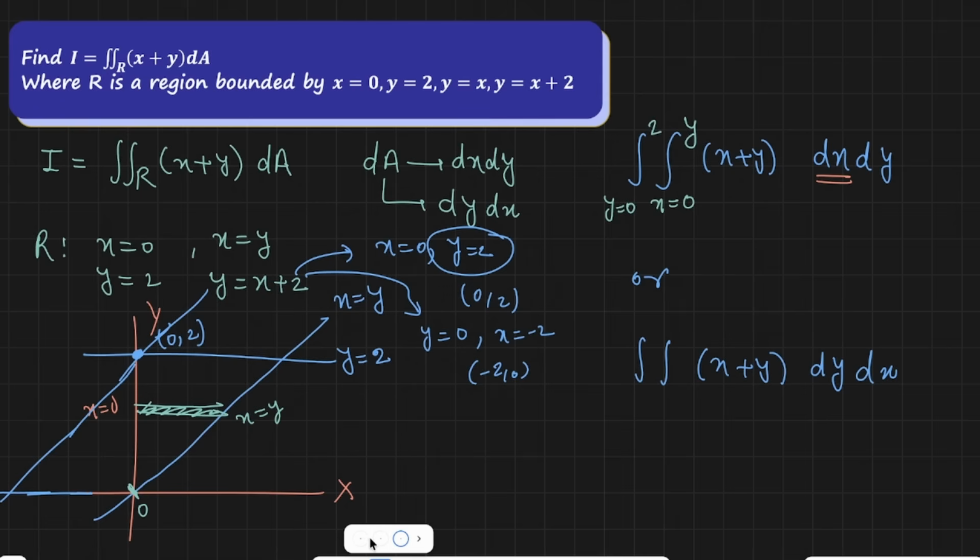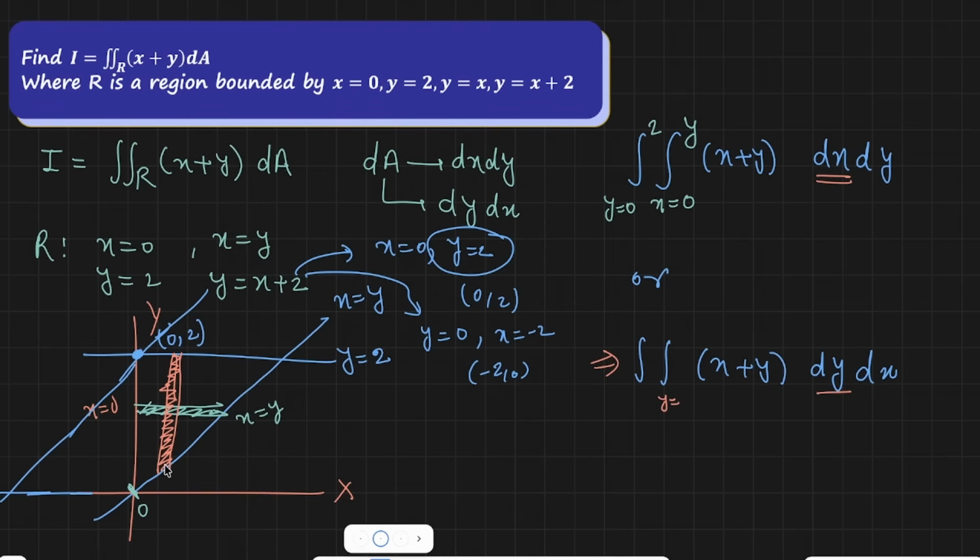Now you'll say, no sir, I want to find out this integral. What will be the limit? Now you take the strip parallel to this. So here, strip parallel to this region, it means it is a double integral. This is x plus y. So here, what will be the limit? Y. So it will be the limit of y.